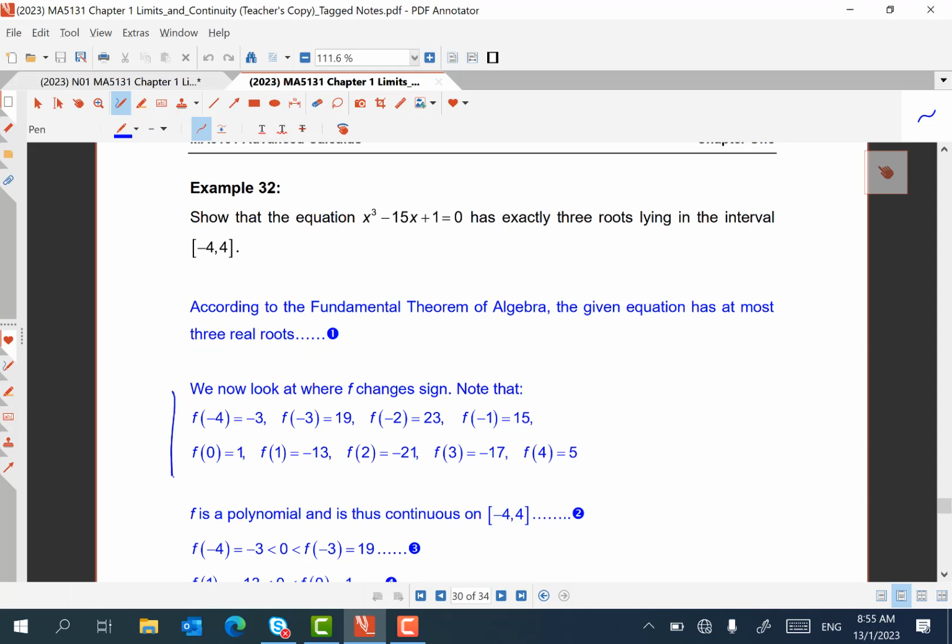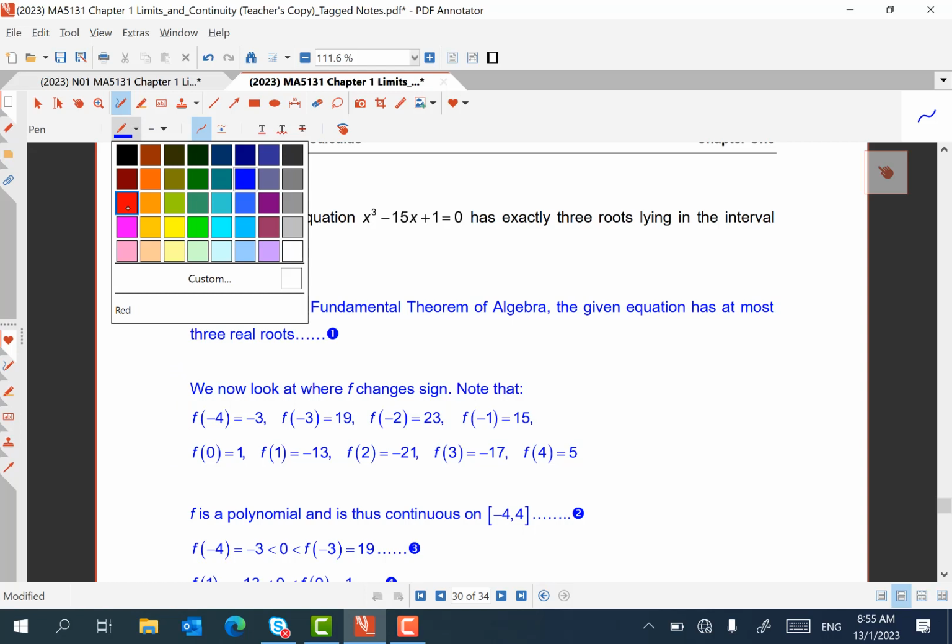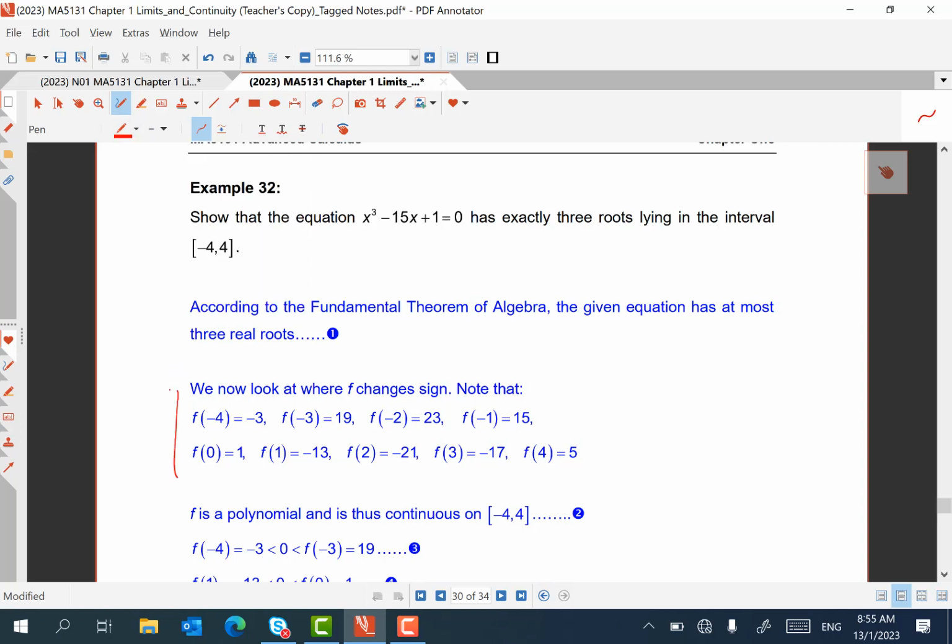You can work out all these numbers. If you have a GC, you don't do it manually, you can just key in the function and use the GC to publish the values at these numbers. For those who have the GC, you can do an experiment with it.